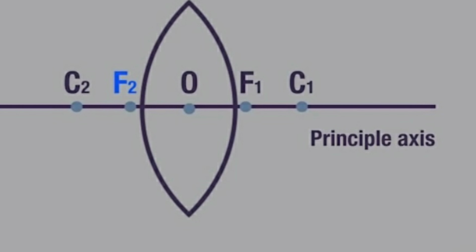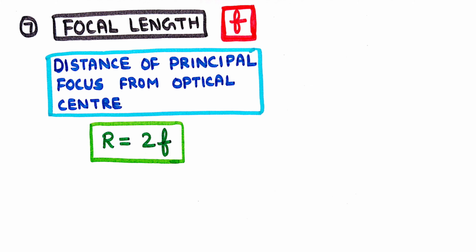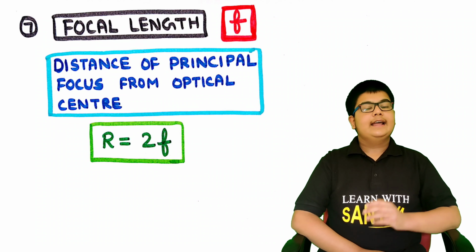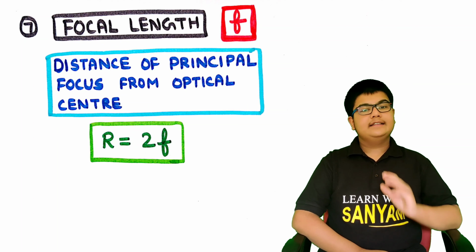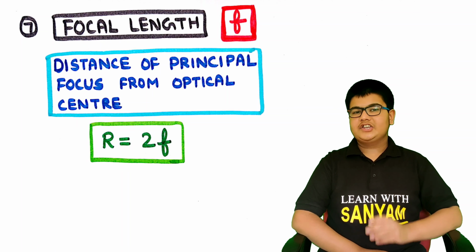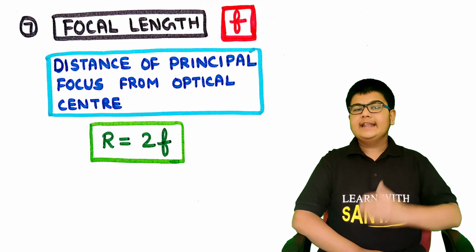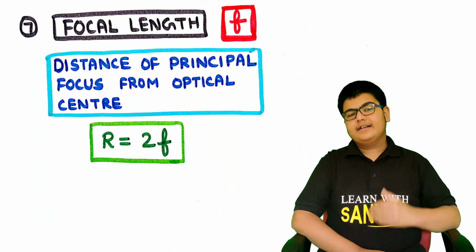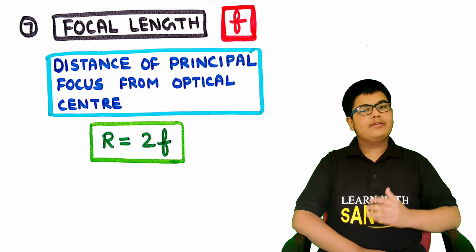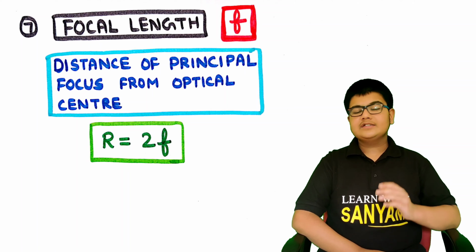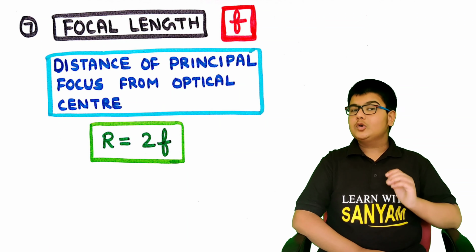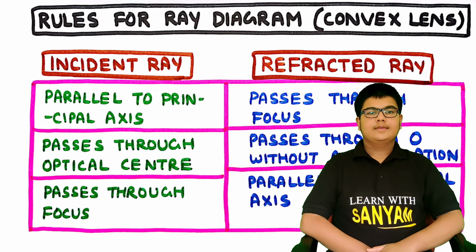And the last and seventh part of the spherical lens is focal length, denoted by small f. It is the distance of the principal focus from the optical center O. If you recall, in mirrors also there was a relation between the focal length and the radius of curvature. So again, in lenses we have a relation between the focal length and radius. That is, radius of curvature is equal to twice the focal length.